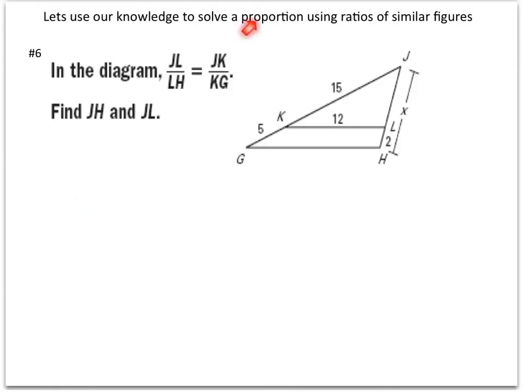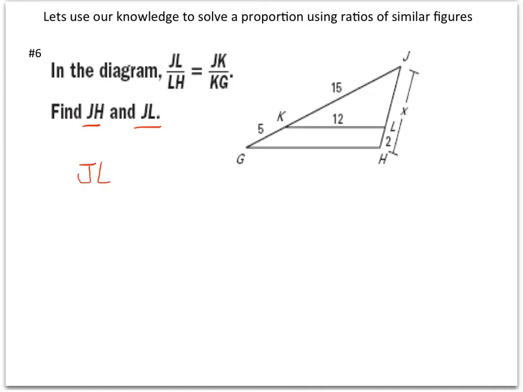Now that we know what a proportion is, let's put it to work. Here we have a figure, and we have another figure inside of it. These would be looked at as two triangles, triangle JKL and JGH. In this diagram, we're told that this proportion holds true, and we're actually given some values. We're asked to find JL and JH. Those are unknowns. We'll start with the proportion given.